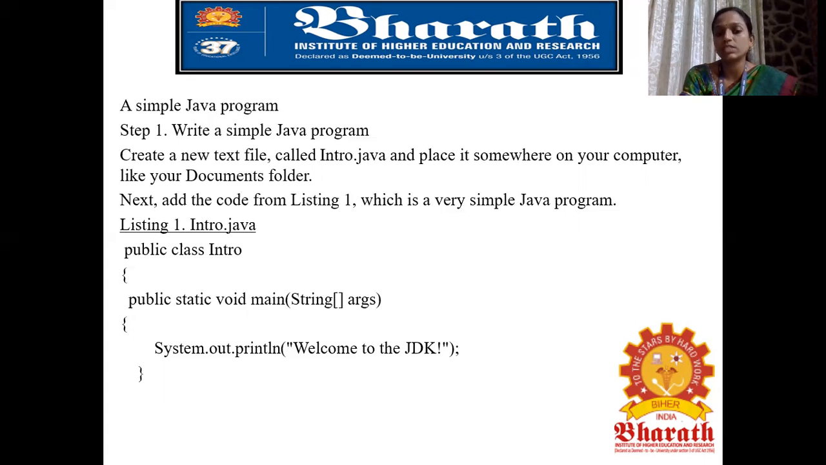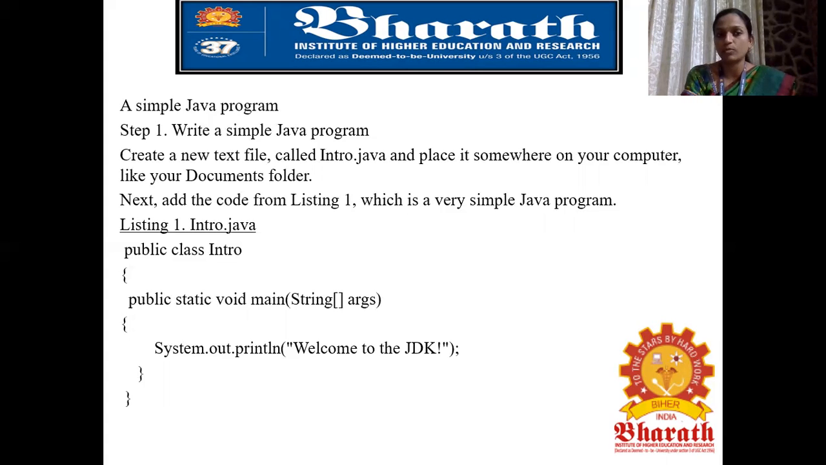System.out.println, Welcome to the JDK. Welcome to the JDK is the output message we want to display on the screen. Once we have done the output, we have to close the void main with the braces, then finally we have to close the class. And when we are writing the program, we should be careful that the class name and the file name should be the same. Here we have used the class name as intro, so we have to save the file name as intro.java.